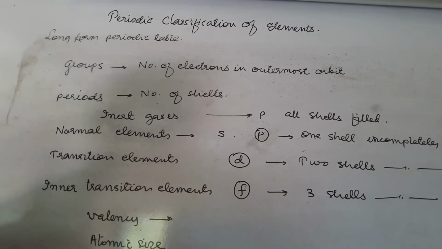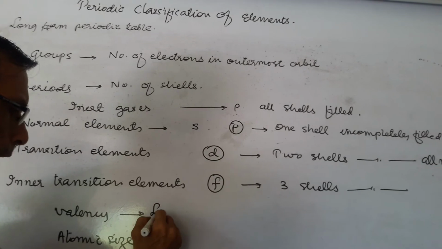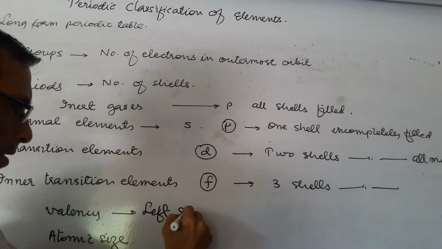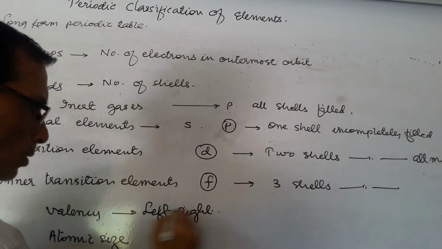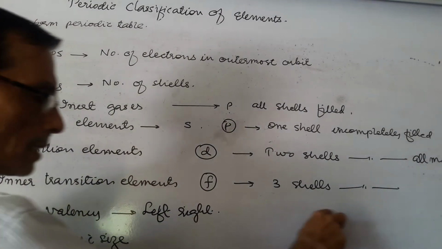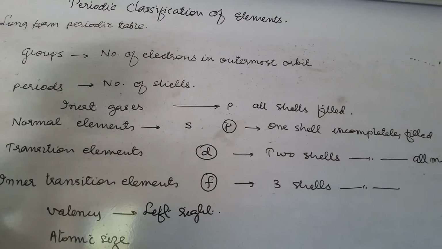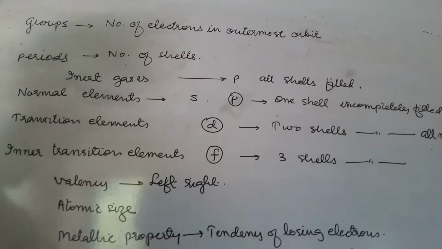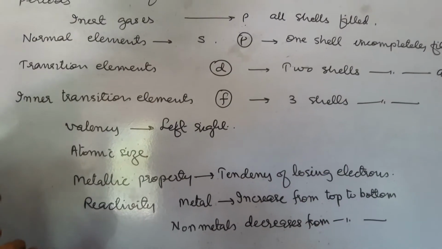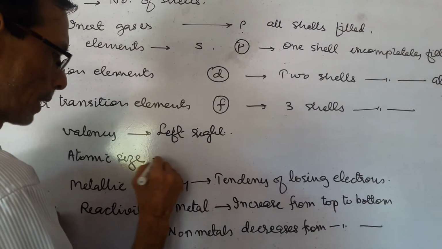So we have seen that valency increases from left to right, and again decreases because it becomes negative. Now next we will see the atomic size. If we take a particular row, the atomic size decreases from left to right.